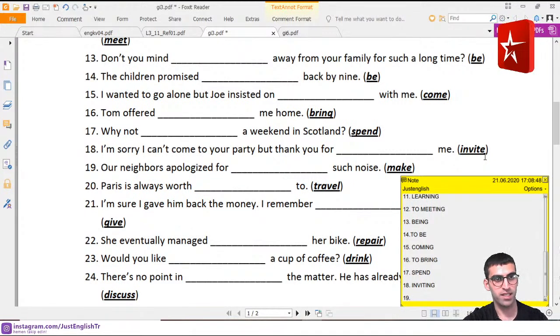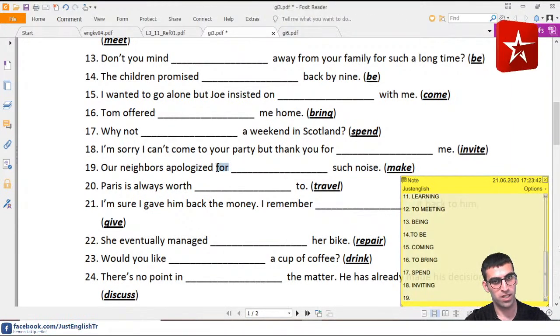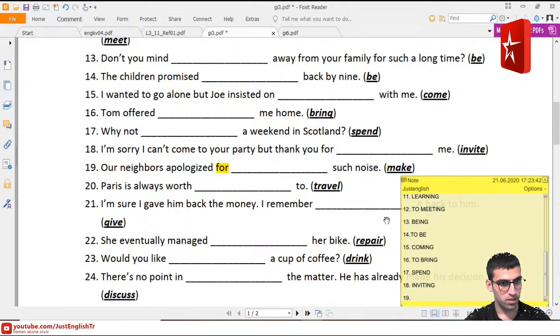And number 19, our neighbors apologize for blah blah blah such noise. But I have some neighbors, they always make noise and it's really difficult to relax at home because of my noisy neighbors. And once I warned them twice, but unfortunately they still make noise at home. Okay, for making, yes, making such noise. Because for is a preposition, we have to use gerund.